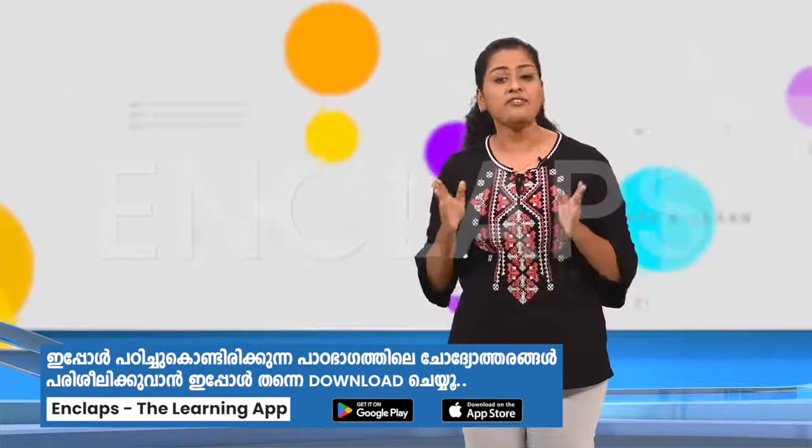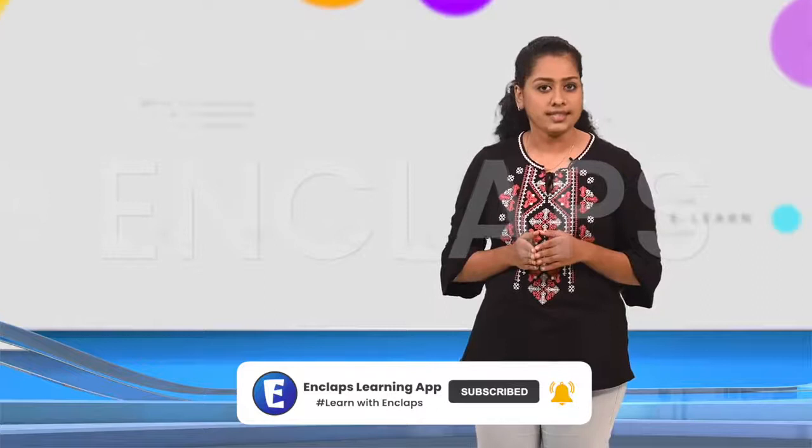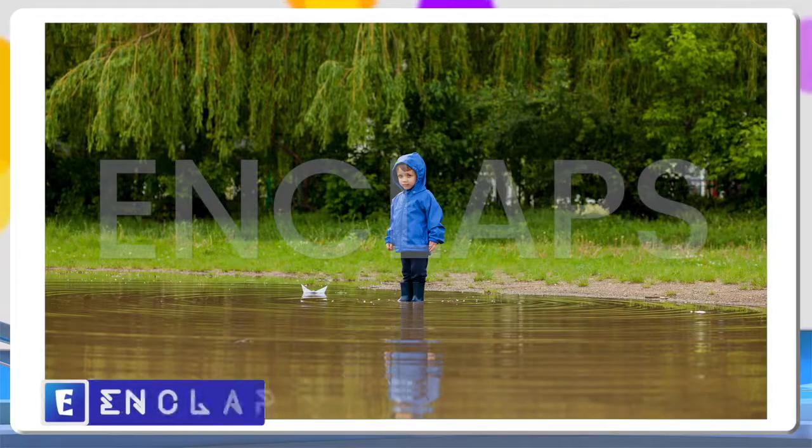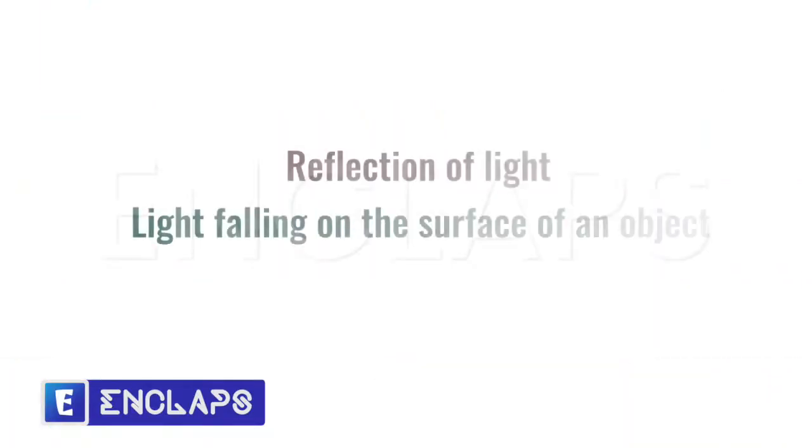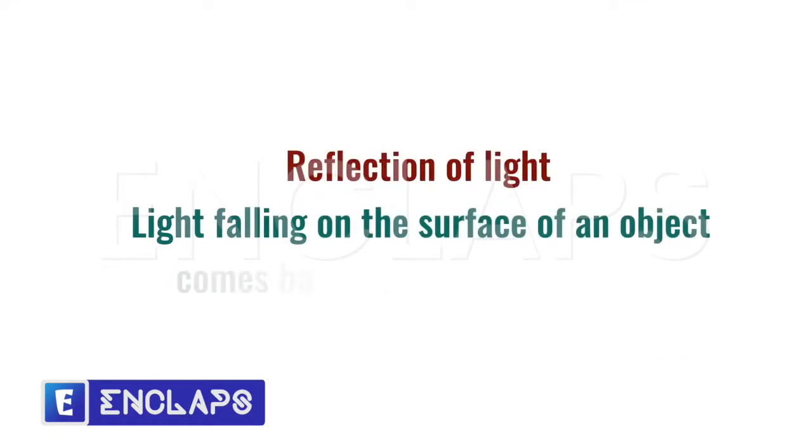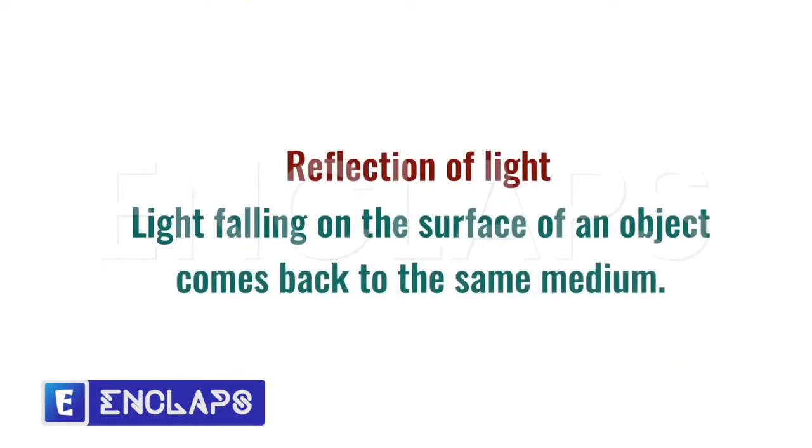Light has many fascinating properties. We are familiar with some of them like reflection and refraction. So, in this lesson, let's have more discussion on the reflection of light. In clear water and on smooth surfaces, we can see our images, can we? This is due to the reflection of light. Light falling on the surface of an object comes back to the same medium. This is called the reflection of light.